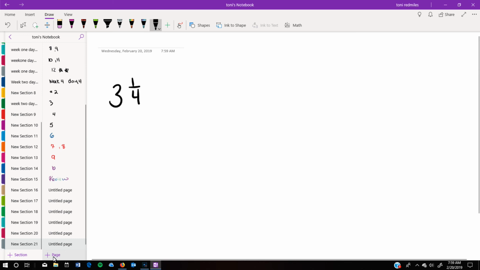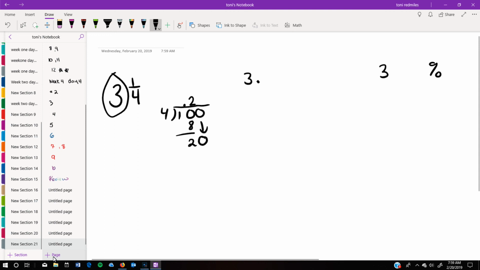And the last one I'm doing in this video is this one. Again, I have a whole number, so I know I'm going to have a decimal and a percent with a 3 in front. And I'm just going to divide out the other number. I want to get to the hundreds place, so that's 2 zeros, tens place, hundreds place. 4 goes into 10 2 times, which is 8. Drop the 0, drop down the 0. 4 goes into 20 5 times, so it's going to be 3.25, make it into a percent, 325%.